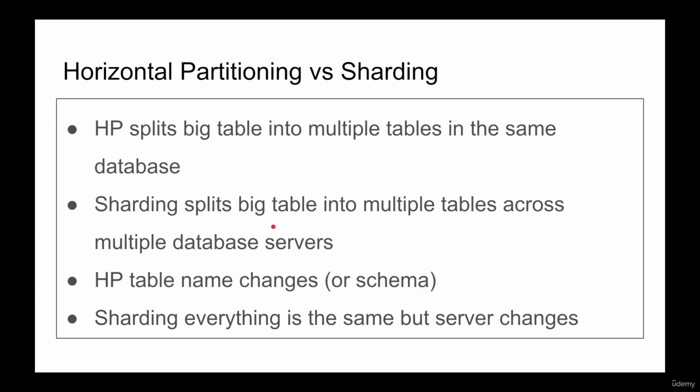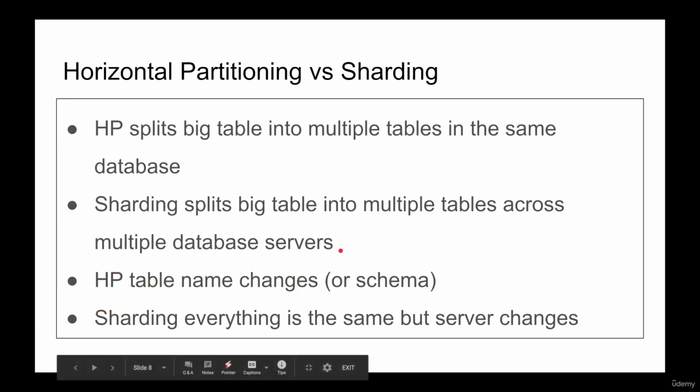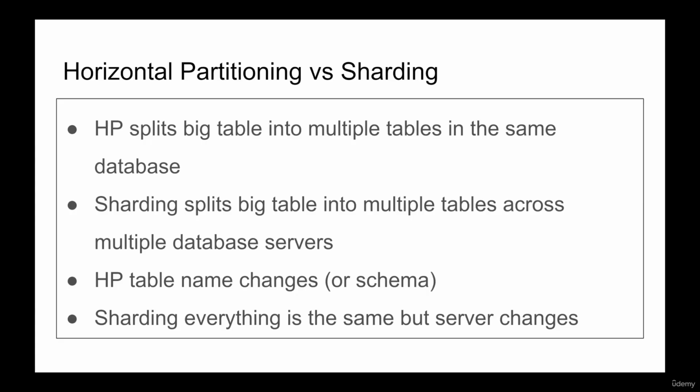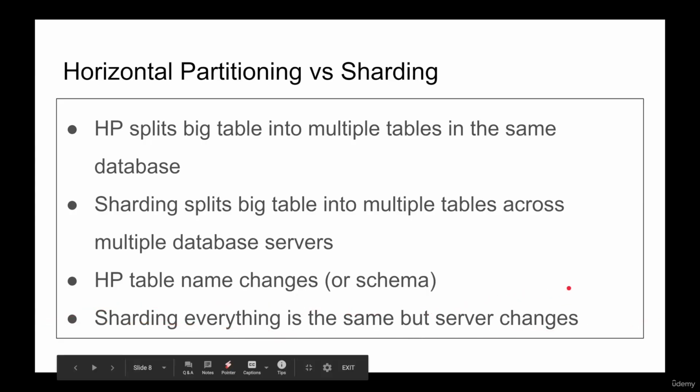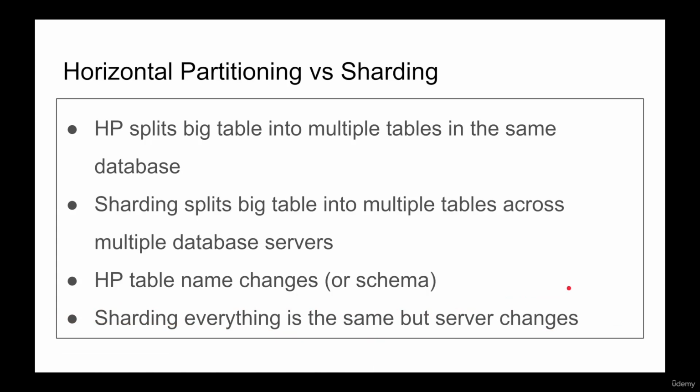Sharding, on the other hand, splits the same table across multiple servers. So you keep the same name, but the database server or the database instance changes. That's the difference. Horizontal partitioning changes the table name, or they just put it in another schema, while with sharding everything is the same, but the server changes. So those are essentially the differences between these two. Sharding: multiple databases. Horizontal partitioning: same database, multiple tables.